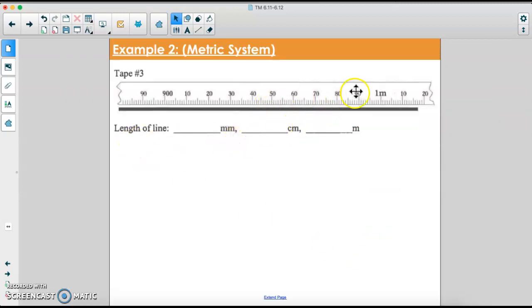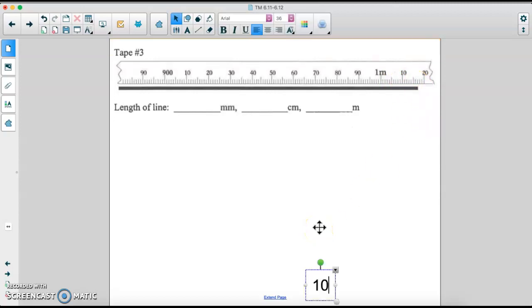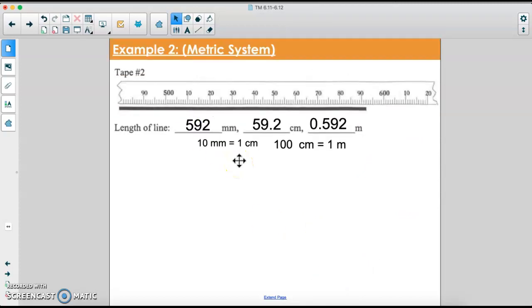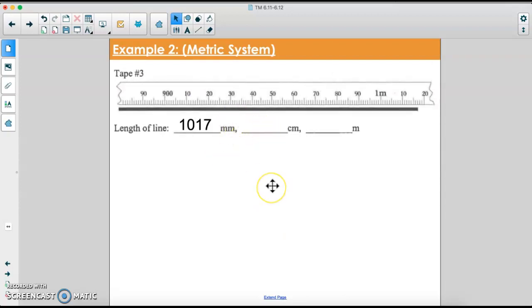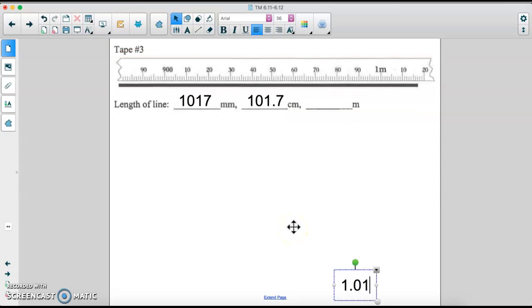Notice this one doesn't start at 900. It actually starts at 1 meter. How many millimeters are there in a single meter? Well, there's 1,000. So up to a meter, we have 1,000 millimeters plus this little extra bit, which is 17 millimeters. So my final answer is 1,017 millimeters. And then, of course, we use the same conversions that we did over here on this page, and we just move the decimal 1 time to the left for centimeters, and 2 more times for meters.